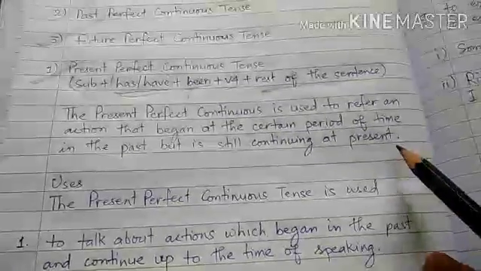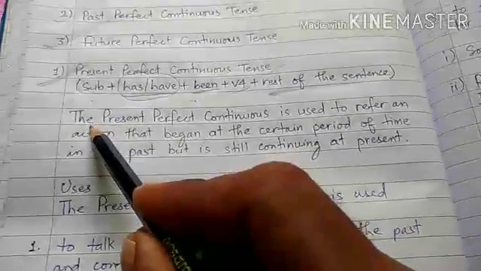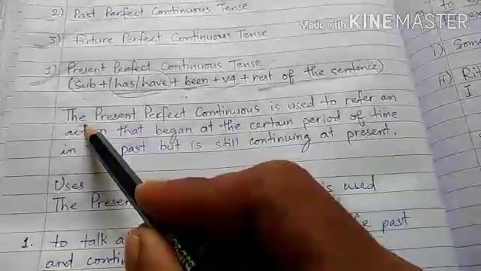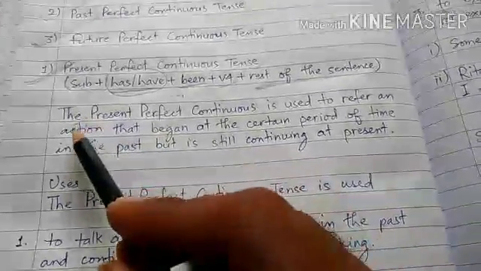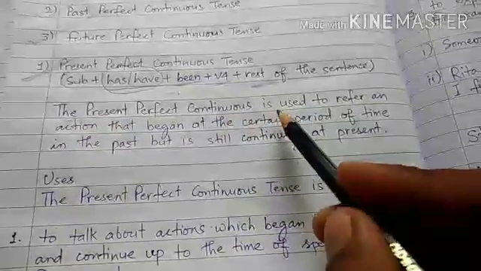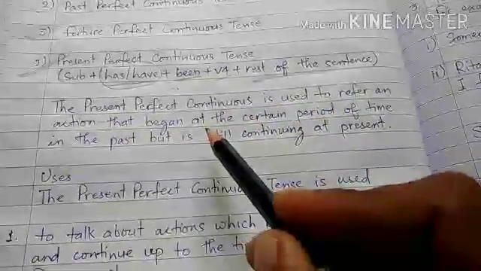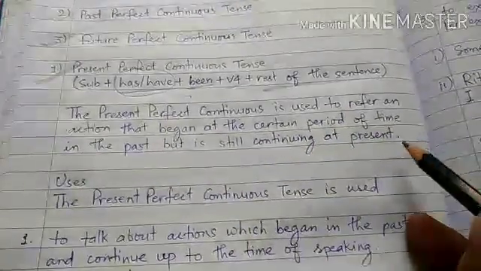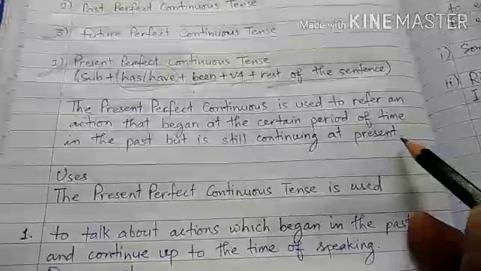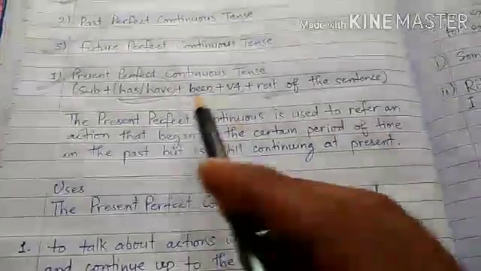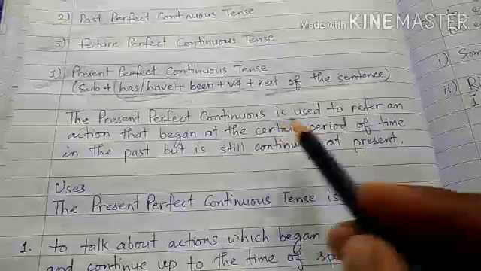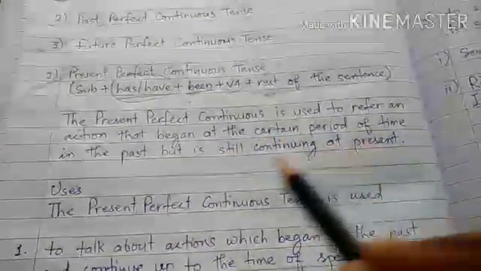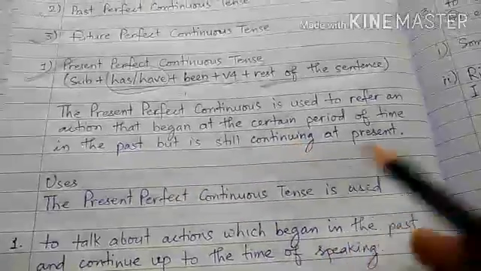I have already written a note here that may be very helpful for you all to understand the present perfect continuous tense. At first we will see that the present perfect continuous tense is used to refer to an action that began at a certain period of time in the past but is still continuing at present. So mainly, whenever we talk about actions in the present perfect continuous tense, we talk about an action that began at a certain period of time in the past but is still continuing at present.